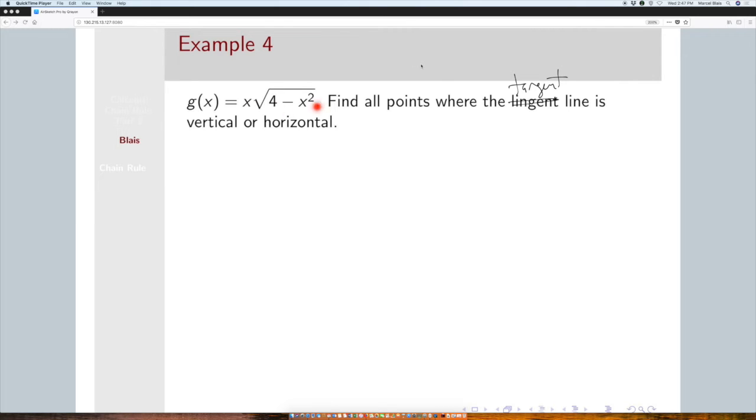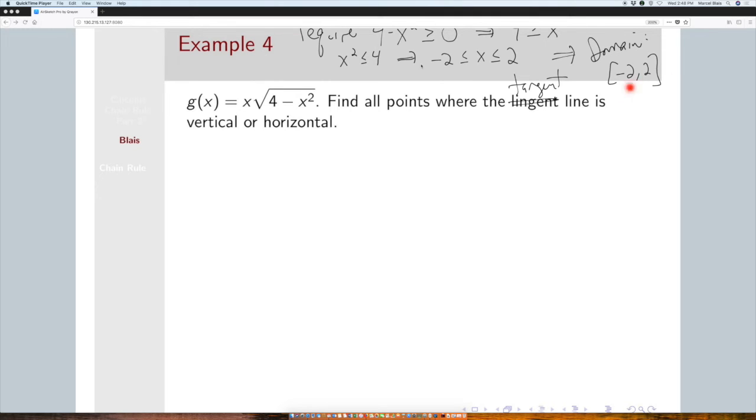Now the first thing we want to note is we have to be careful about the x that we use. We know that we can't be taking a square root of a negative number. So we require that 4 minus x squared be greater than or equal to 0, or x squared less than or equal to 4, which means if x squared is less than or equal to 4, then we need x to be between minus 2 and 2. So our domain is the interval minus 2, 2.